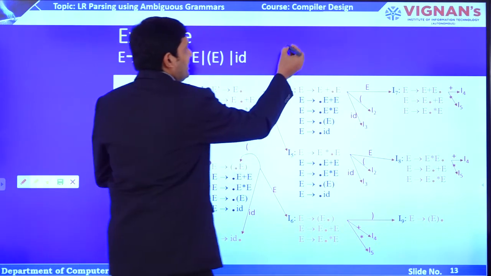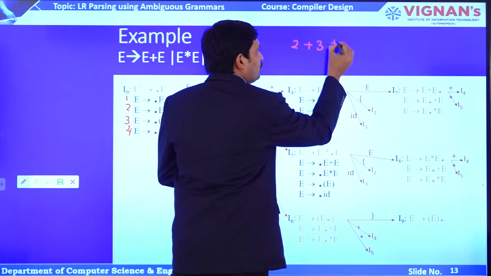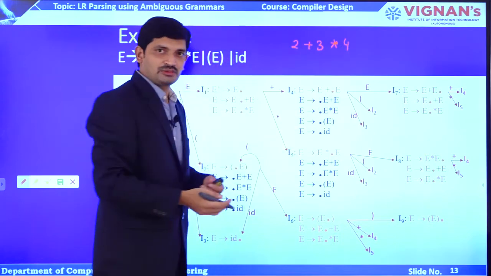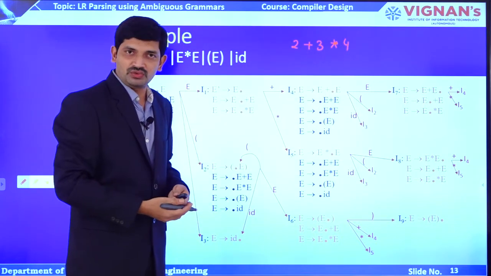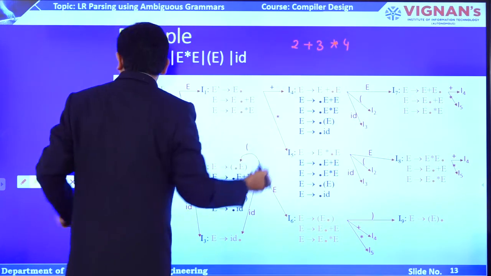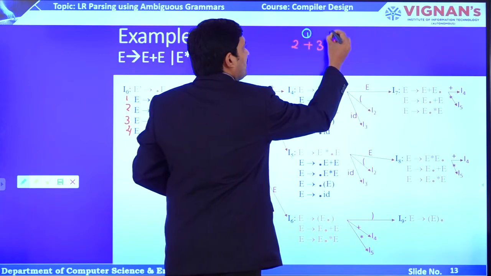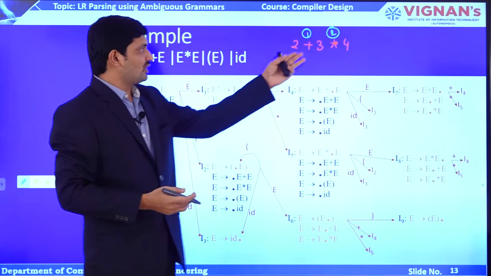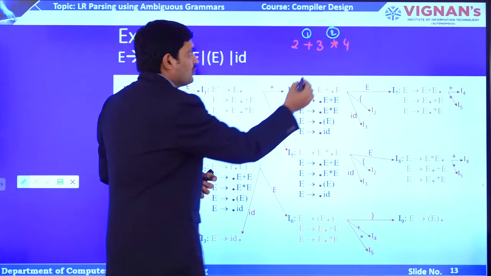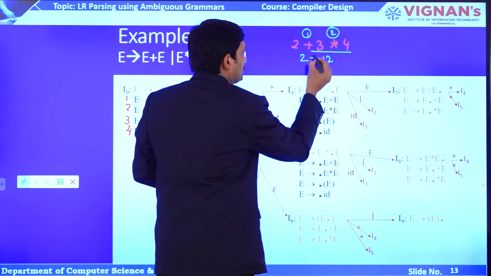Let us say E tends to, let us say 2 plus 3 into 4. Let us say this is my expression. Now the question: which operator is going to be evaluated first, given the 2 operators, plus and multiplication? This is the first operator, this is the second operator. So, we must give the precedence to the multiplication. So, we have to evaluate the multiplication first, then we are going to evaluate the plus.